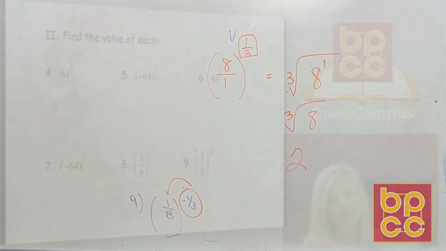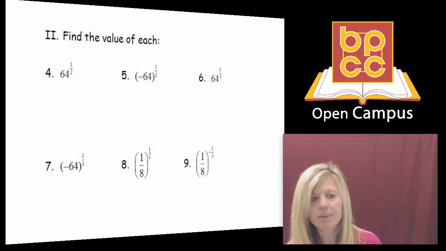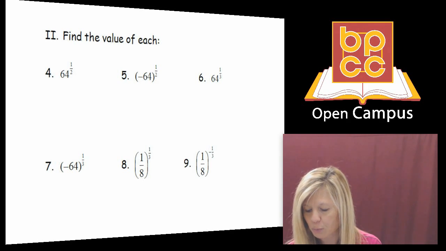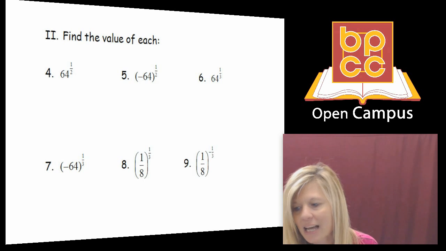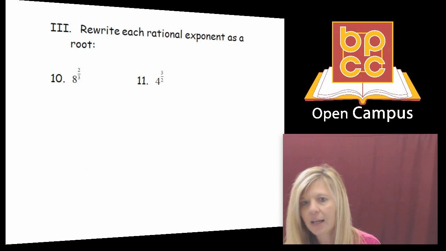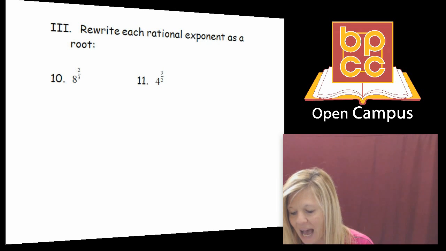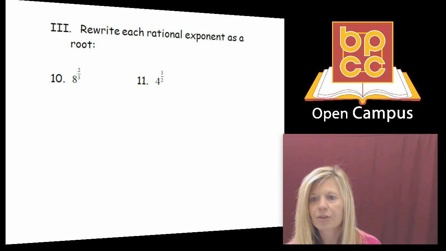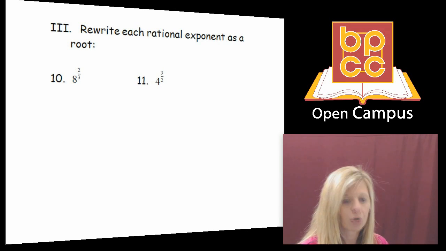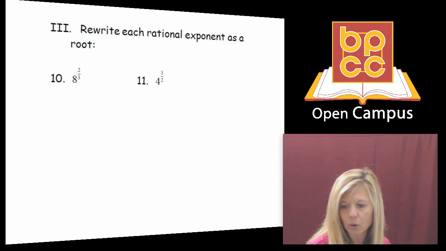Now, all of those were very similar that we just did because if you look at all those examples, with the exponent, all the numerators are 1s. Let's now look at our next set. Here is 8 to the 2/3 and 4 to the 3/2. Now the exponents are not 1s, they're 2s and 3s. The rule is the rule is the rule.